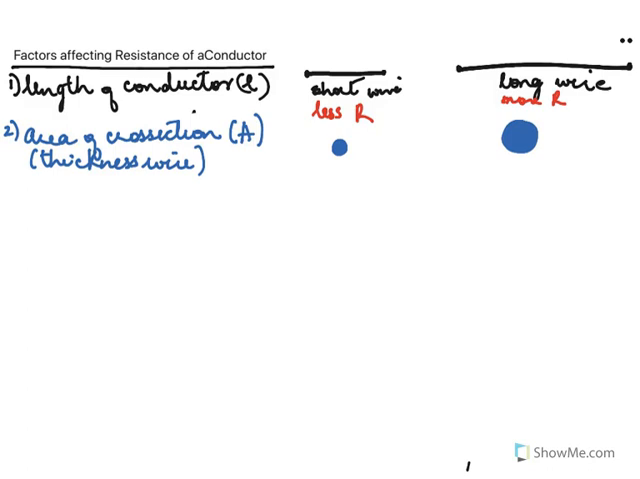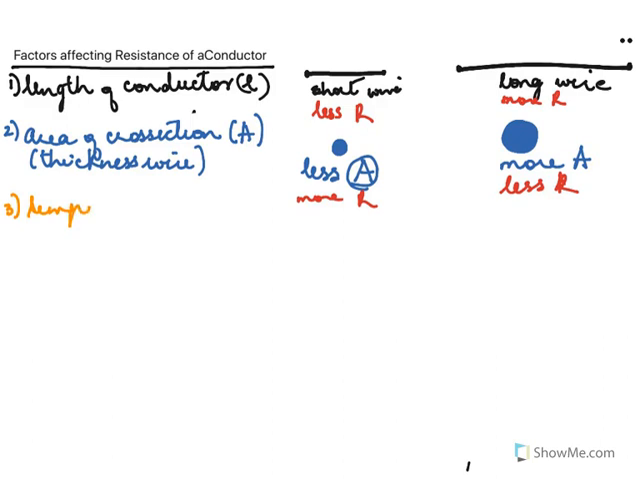Now, less is the area of cross section, more is the resistance. So here this wire has a smaller A, the cross section is less, so there will be more resistance. This wire is a thicker wire, so here the resistance will be less. So that is inversely proportional. And there are other factors also. Third is the temperature. Temperature of the wire, T: more is the temperature, more is the resistance.